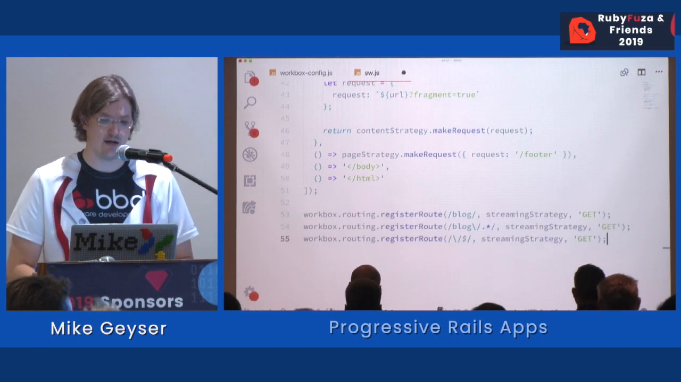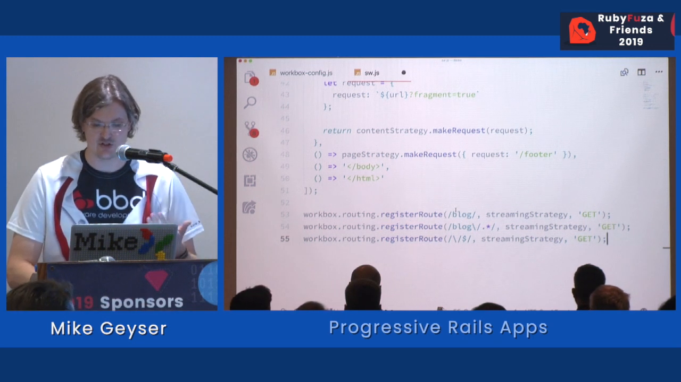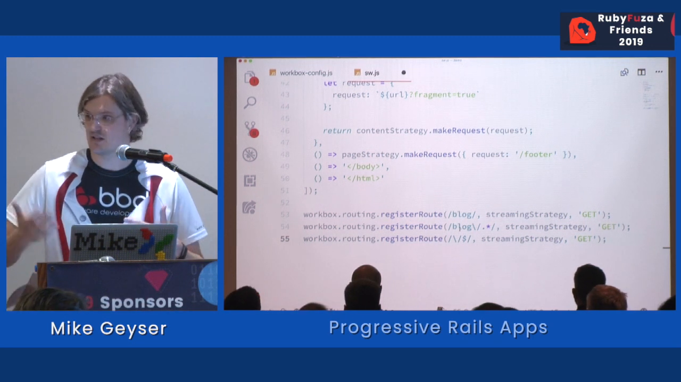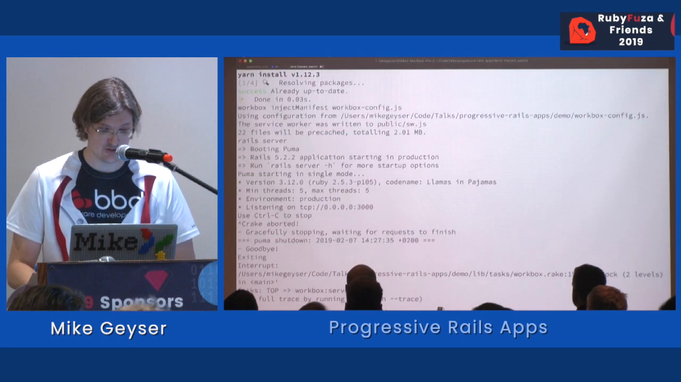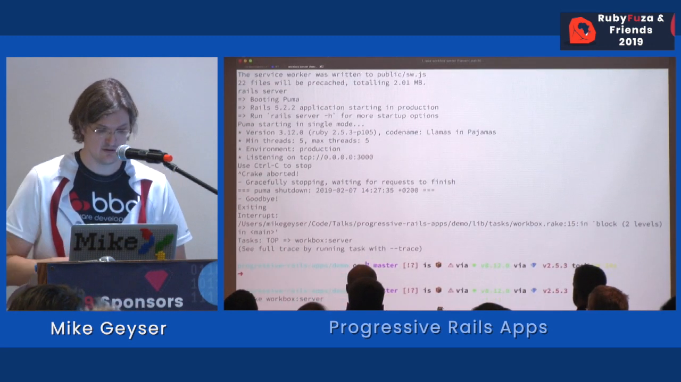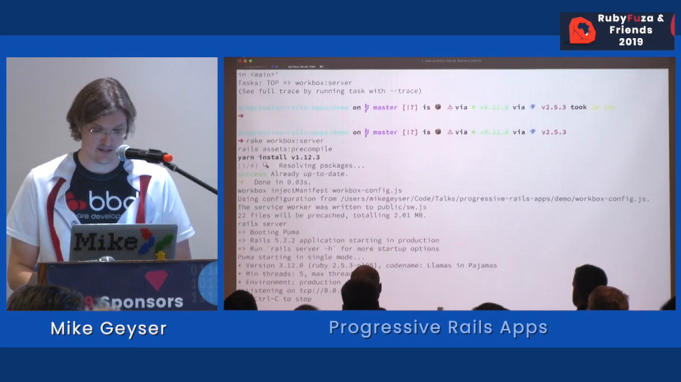that I care about. I could probably make this a little bit neater because they're all using the streaming strategy, but basically it's just the blog, any article that is a suffix of the blog, and then the root of the site. After this, I can just go and rebuild the assets, re-inject the manifest, and reserve.